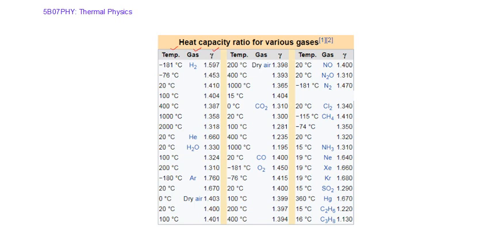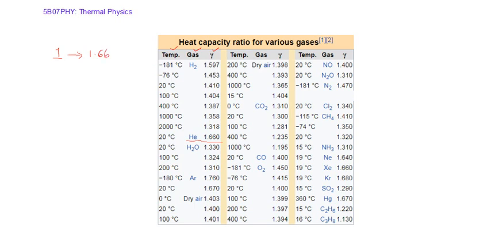Let us first sort out the monatomic gases. Here comes helium, right? What is the value for helium? Monatomic, one atom. So 1.66. Okay, for monatomic it is 1.66.